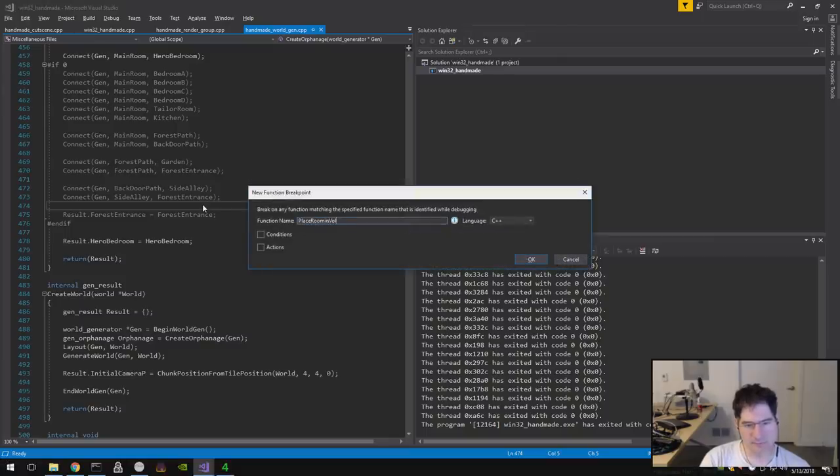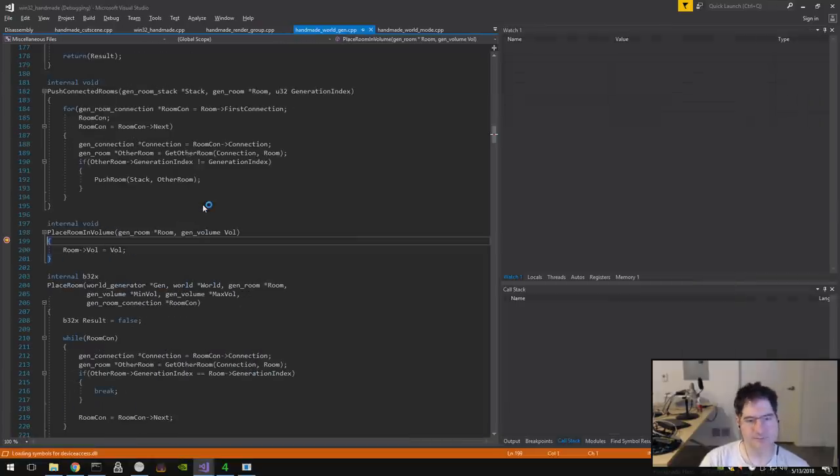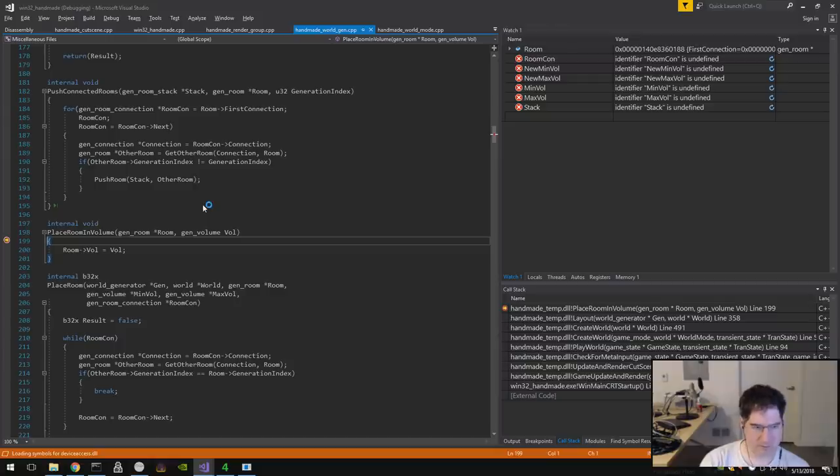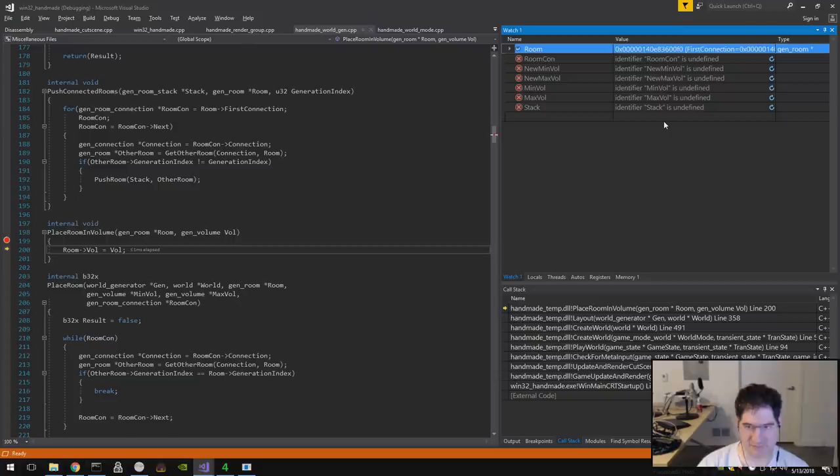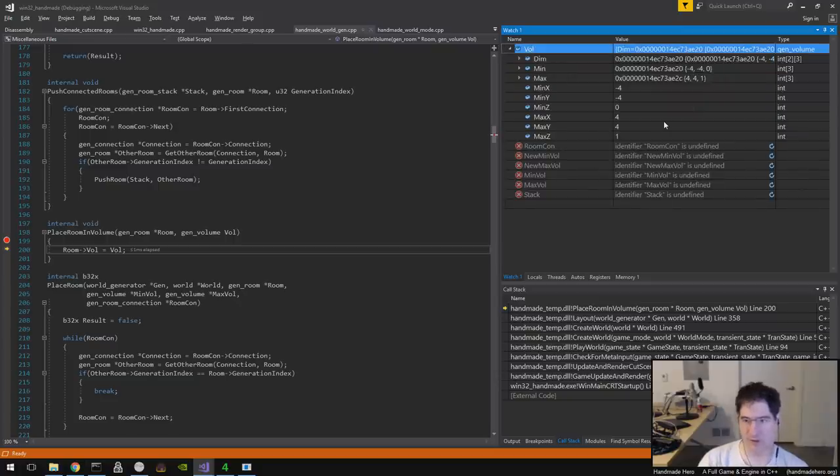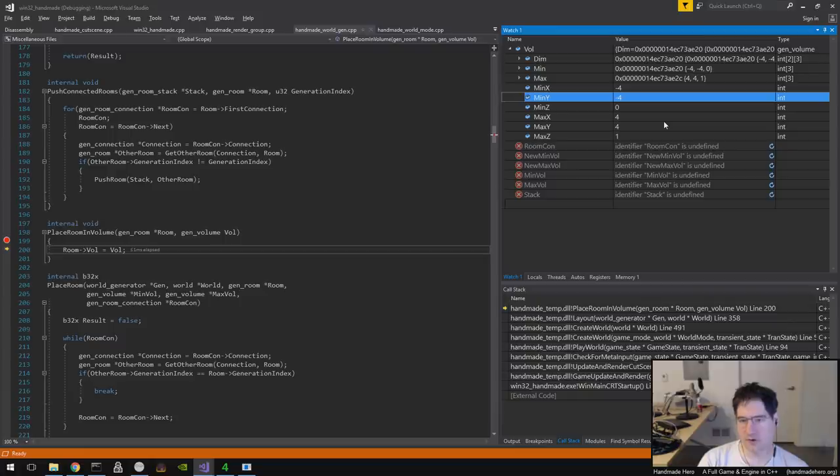Place room and volume. I'm going to see if we ever get there, just so I know who's at fault here. So it looks like that routine at least thinks it succeeds. Nominally. Let's see what volume it actually gives us. -4 to 4, -4 to 4, min z to max z. So it actually created a room that's two things high, which was not really my intention.